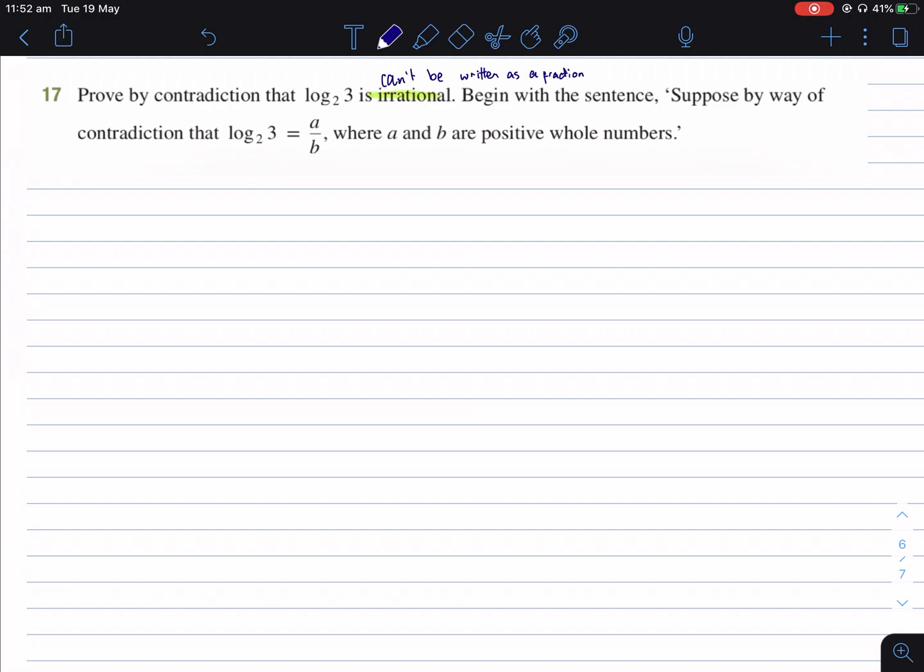So we're going to use proof by contradiction. We're going to assume that it can be written as a fraction, and then we're going to let everything go pear-shaped. So suppose, by way of contradiction, that. Now, I've done a lot of proofs by contradiction. I've never had to write that sentence, but Cambridge.